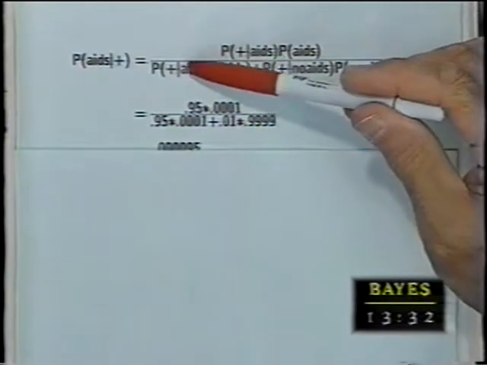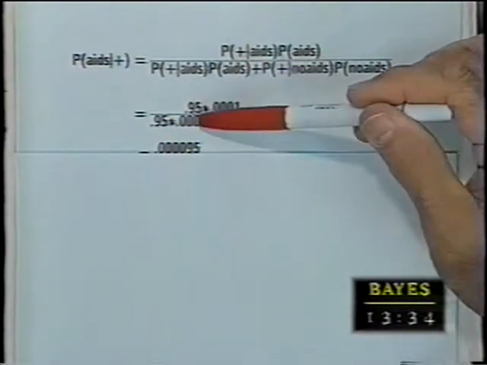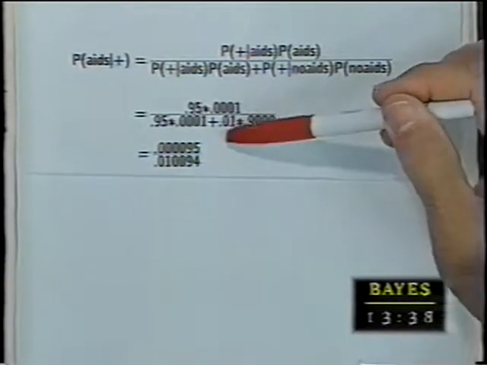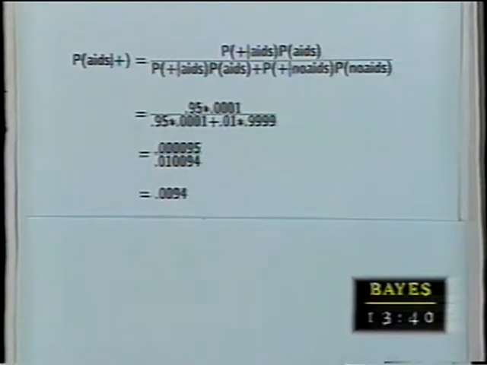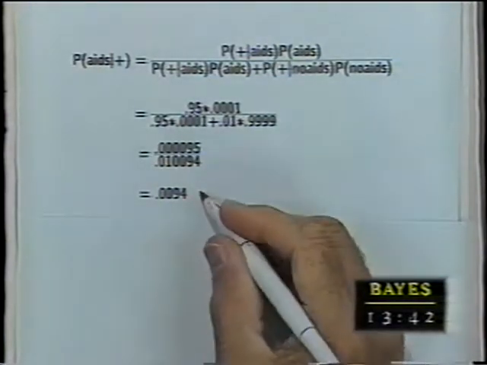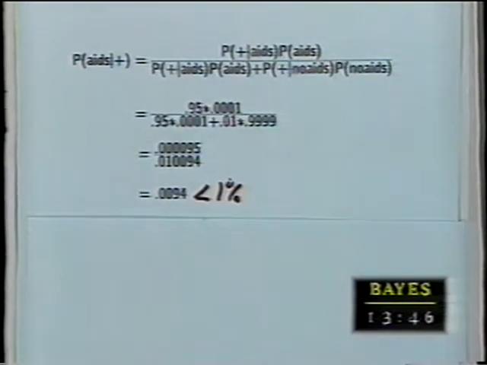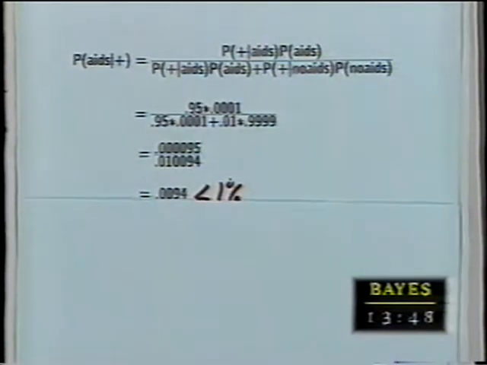1/10 of a percent. Probability of having AIDS, 95, 1,000th, 1%, 0.999. You do the arithmetic, and you get out 0.0094, which is less than 1%. There's less than a 1% chance that Johnny has AIDS. In fact, in spite of the fact that the test was 95% accurate, there is still less than a 1% chance that Johnny has AIDS.